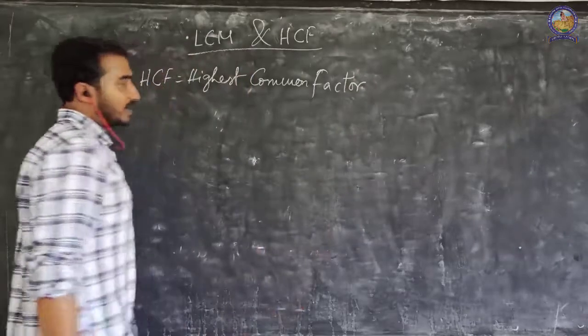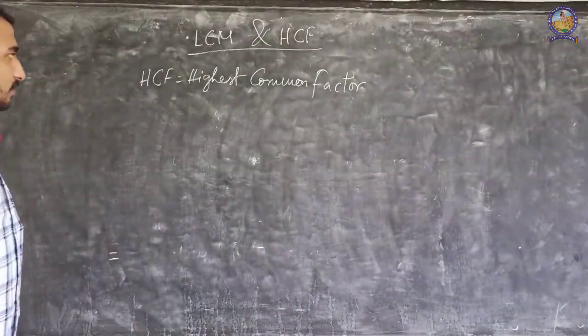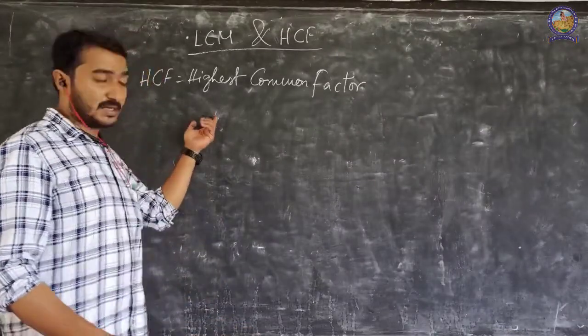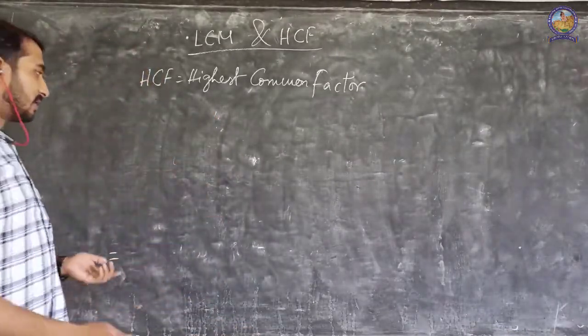So what is highest common factor? Suppose you have three numbers. Among the numbers, which will be the common factor, which will be the highest common factor, that is the HCF. So let's try with some examples.